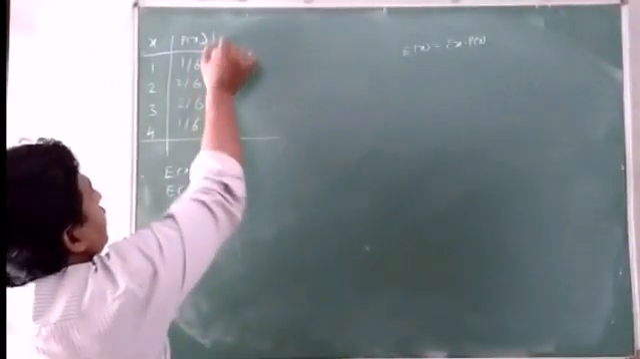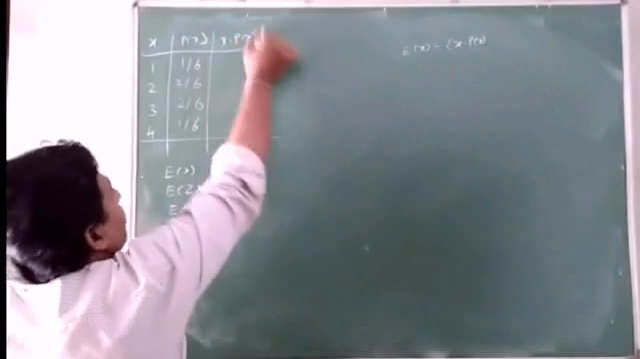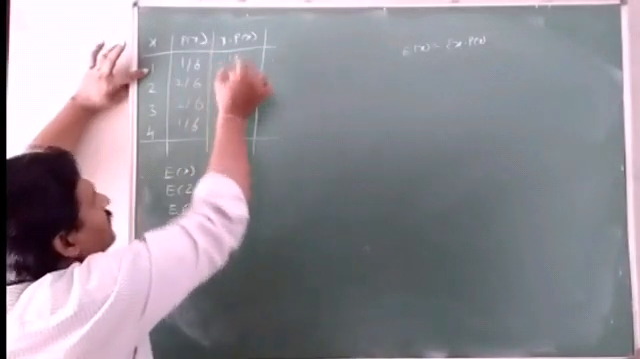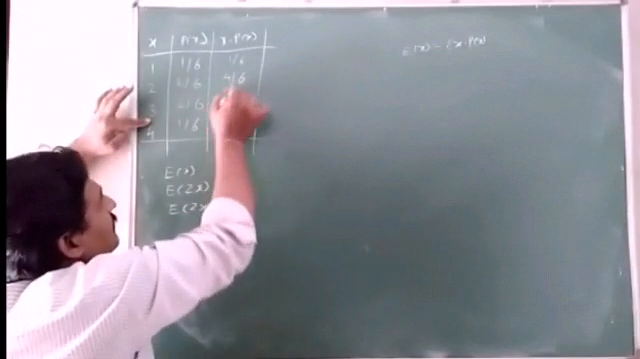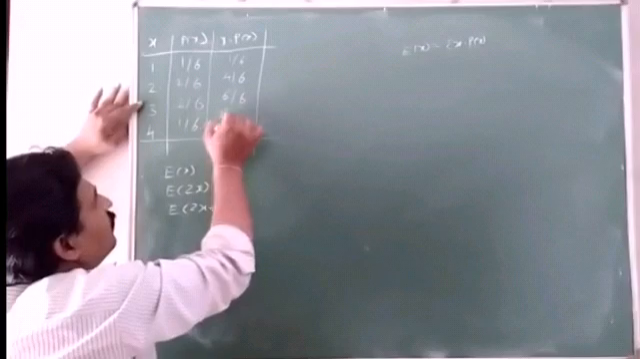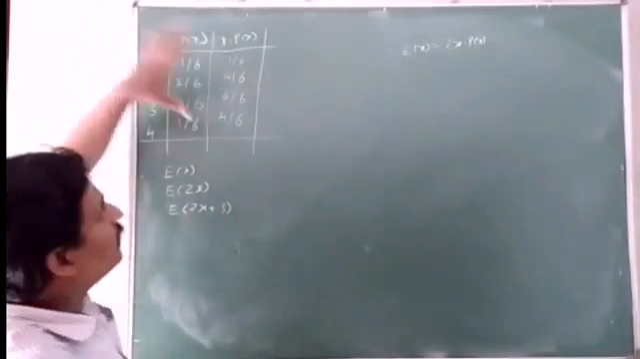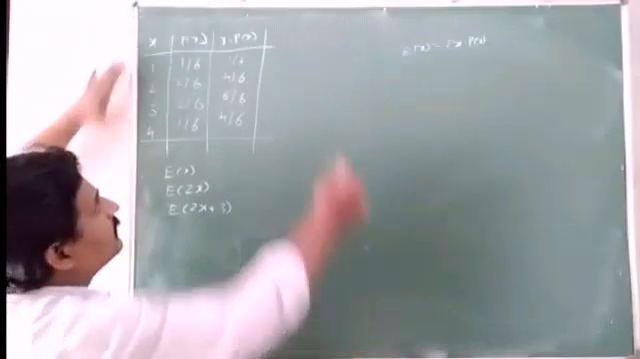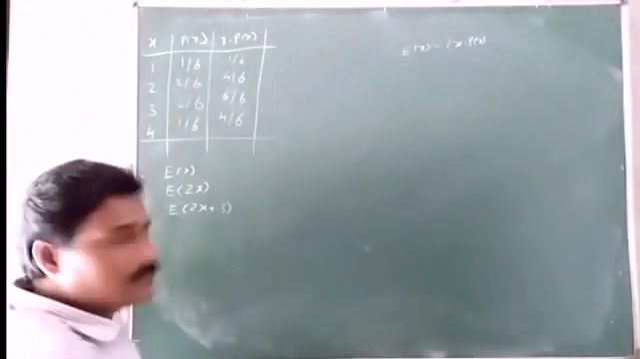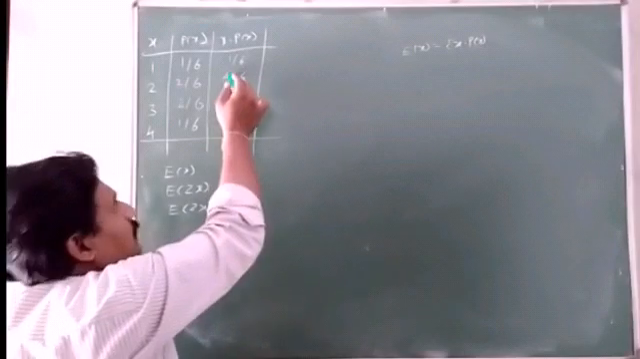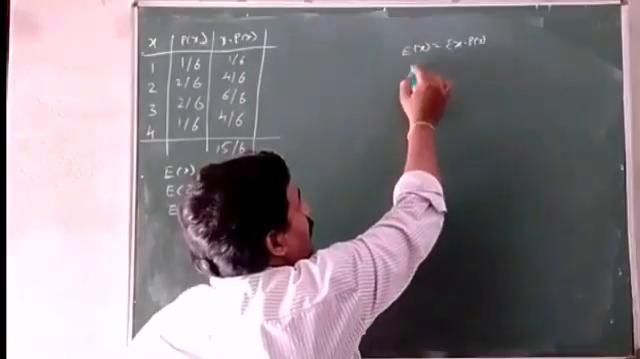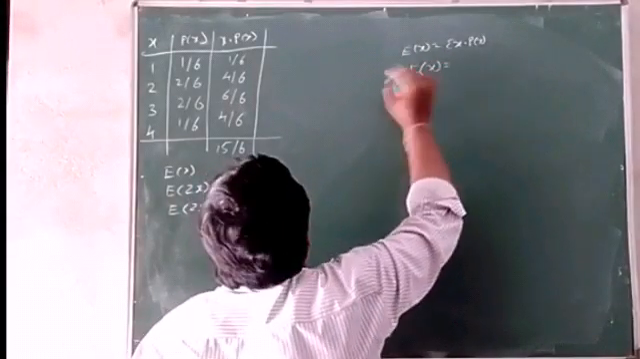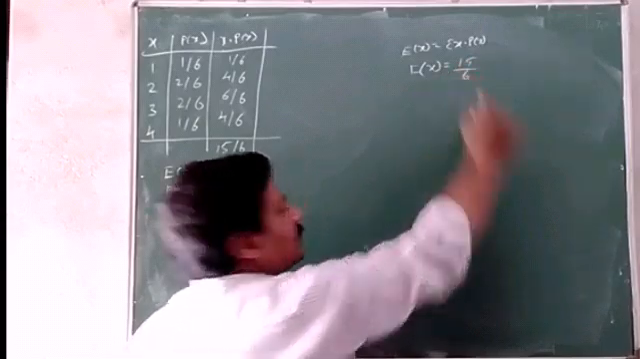So for that we need x into P of x. 1 into 1 by 6 is 1 by 6, 2 into 2 by 6 is 4 by 6, 3 into 2 by 6 is 6 by 6, and last 4 into 1 by 6 is 4 by 6. So total of x into P of x, all denominators are same here. So 4 plus 6, 10, plus 1, 14, plus 1, 15. 15 divided by 6. So E of x, expectation of x for this problem, is 15 divided by 6.